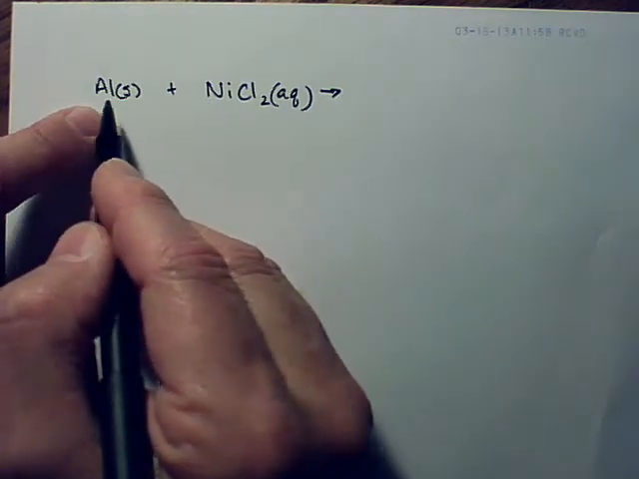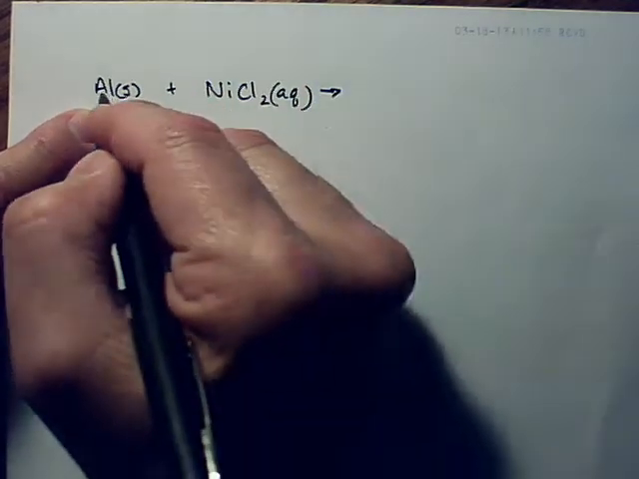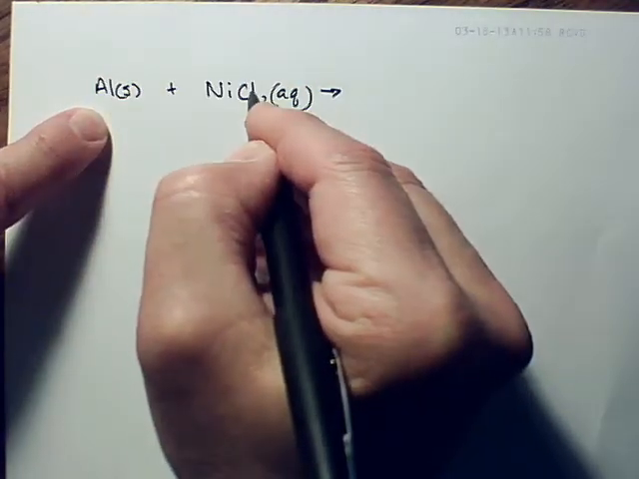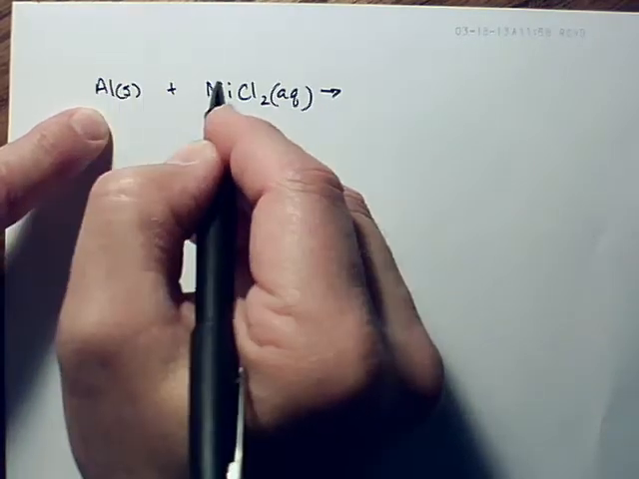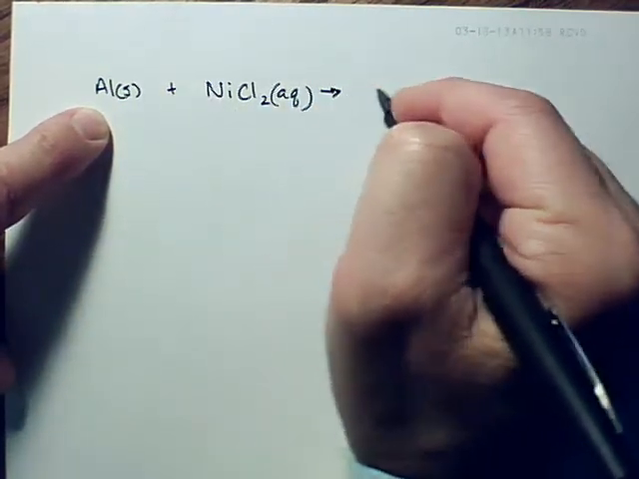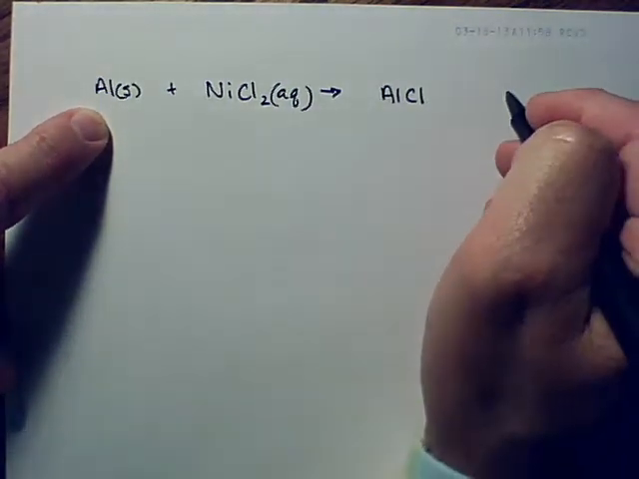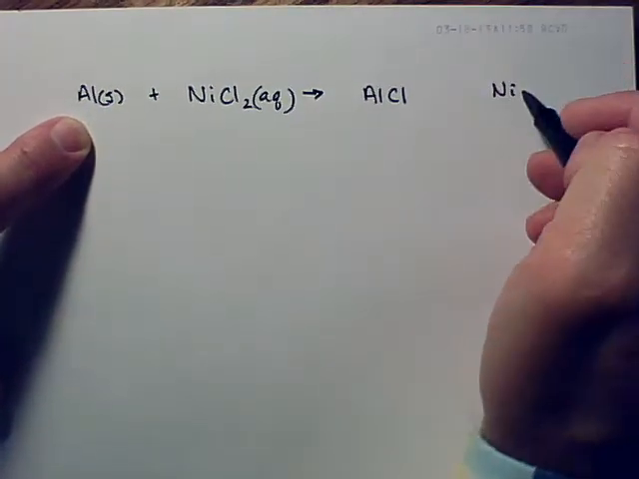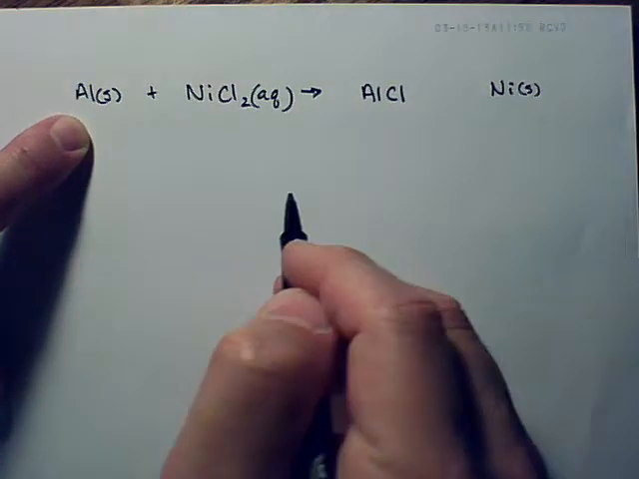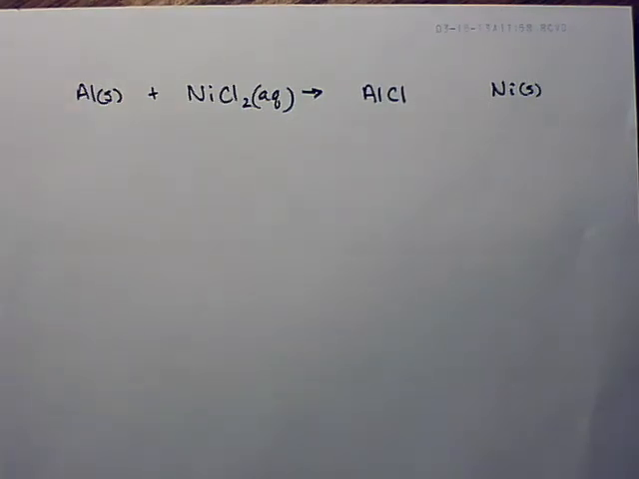And if that's the case, then aluminum will displace the nickel, and the aluminum then joins up with the back of the compound. Aluminum's a metal and nickel's a metal, and that's why this can happen this way. So we're going to put aluminum with the chlorine, and we're going to have nickel by itself. Now, nickel by itself is a solid. And we have to balance the formula, Al with chlorine.